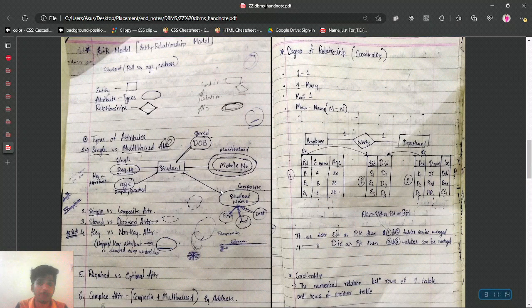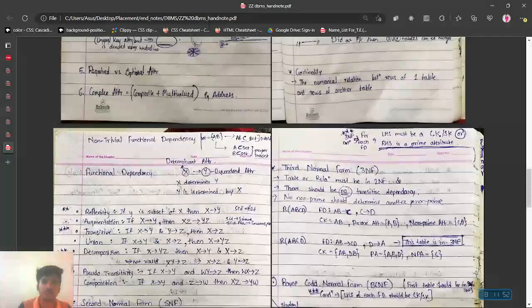Given below is a table or ER diagram: an employee works for a department. So here a one-to-one relationship occurs. If we take employee and department, one employee will work for only one department. So this is one-to-one. Don't go in depth on that.